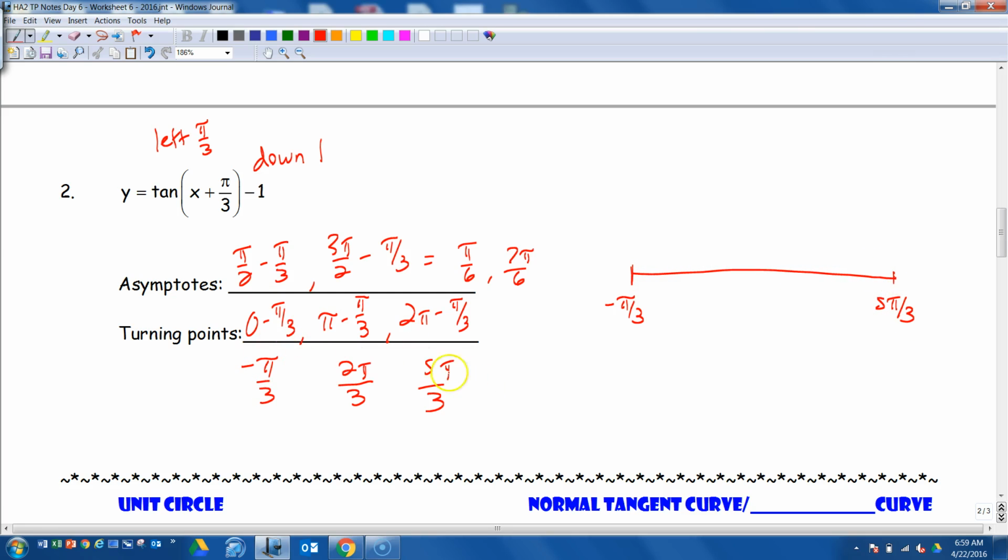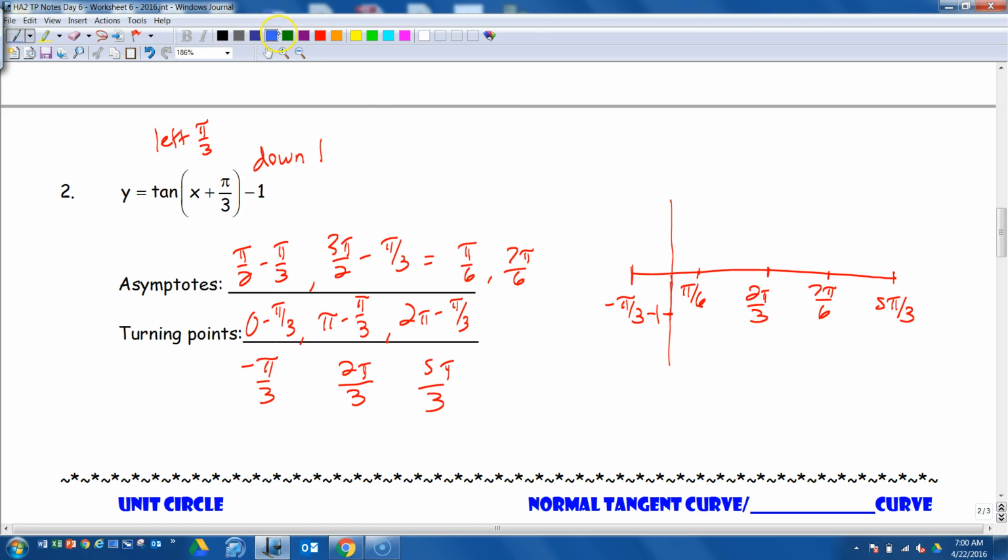It's always the two turning points or the end points. The middle would be 2 pi over 3. Now my asymptotes are at pi over 6 and 7 pi over 6. And then the 0 is somewhere in here, and we're down at negative 1. So I'll just draw an axis here and say that we're at negative 1.